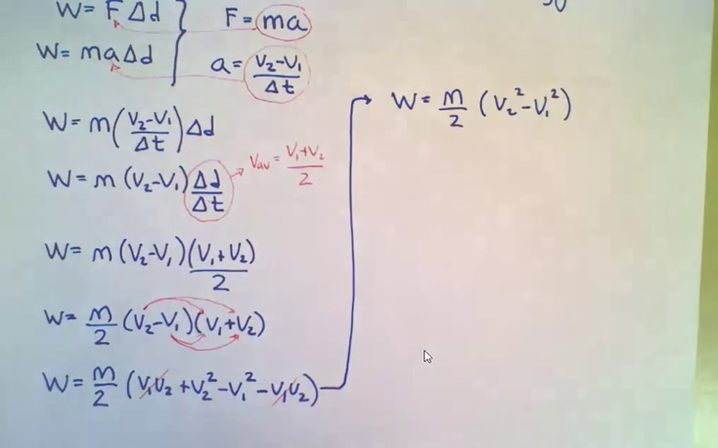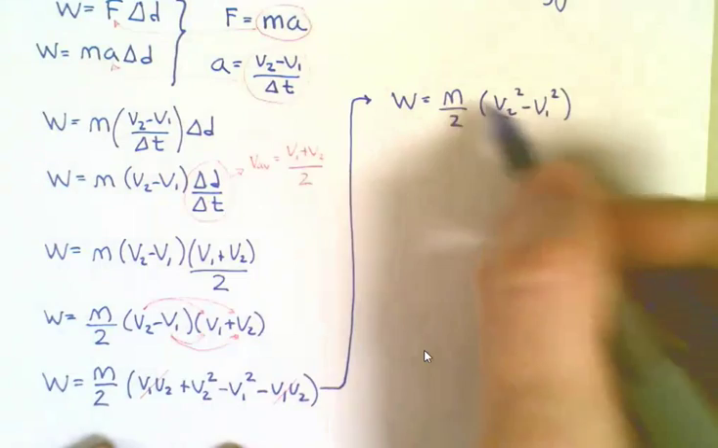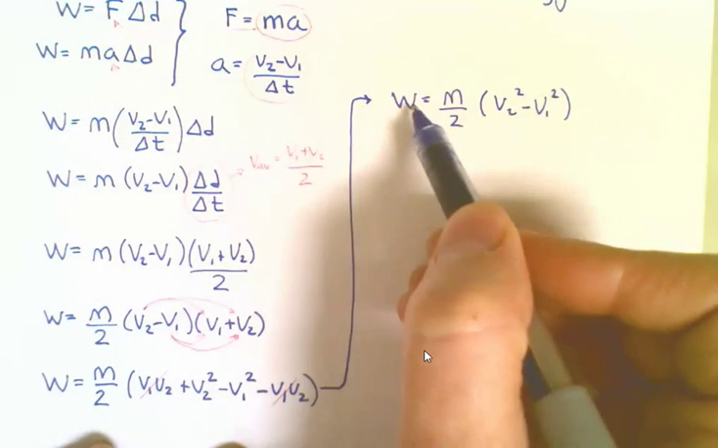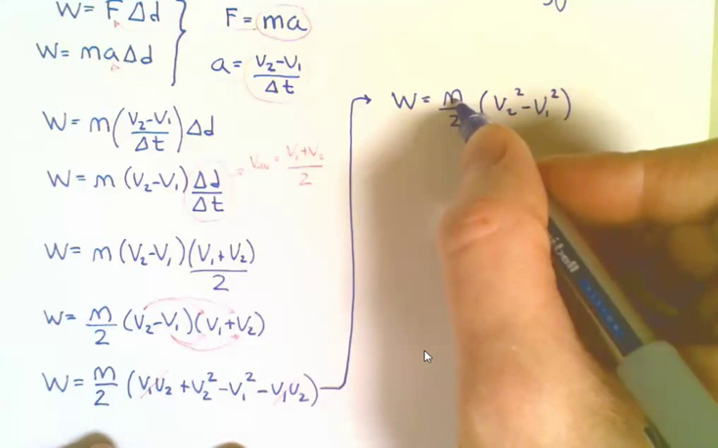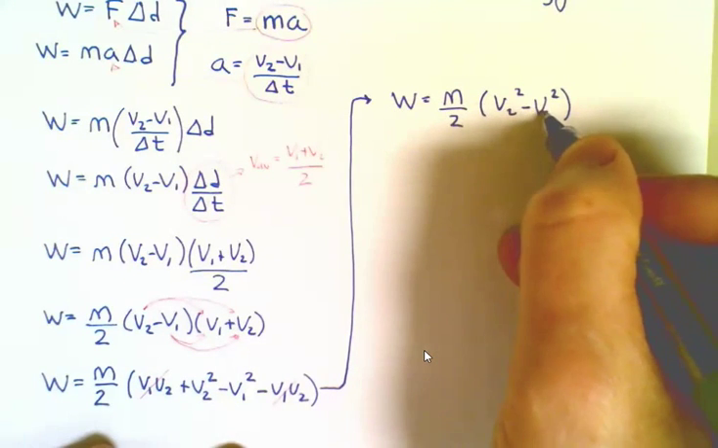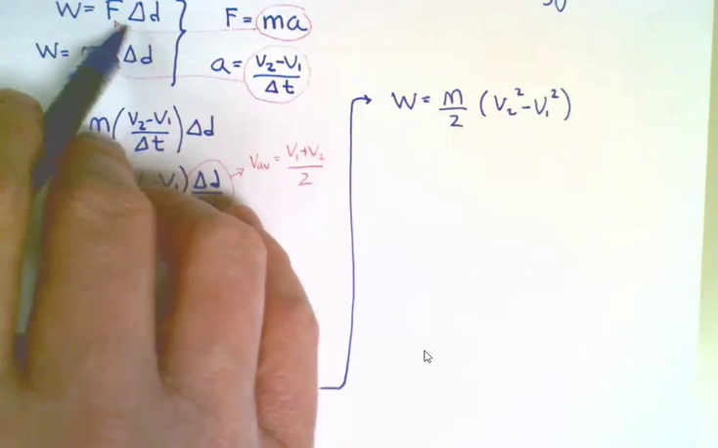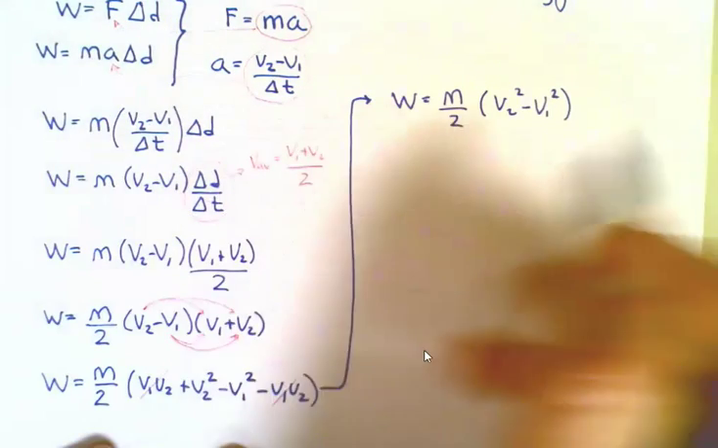The only thing I'm going to do now, just to simplify this, we've got only mass and speeds in here, which is exactly what we wanted. This is the amount of work required to accelerate a mass m from this speed to this speed. That's it, because we started from the work equation over here. We just did some substitutions to see that that is the exact same thing.